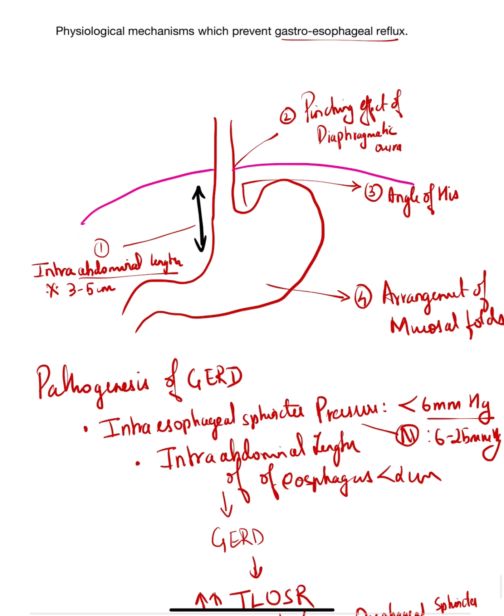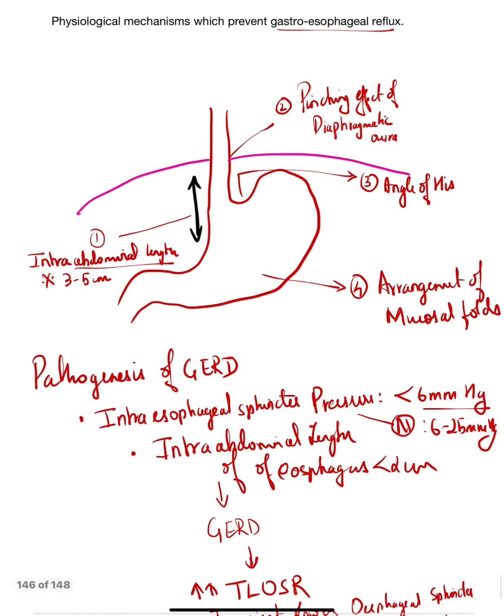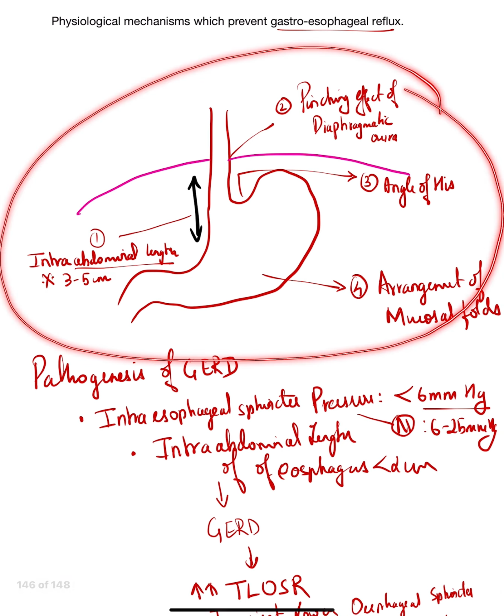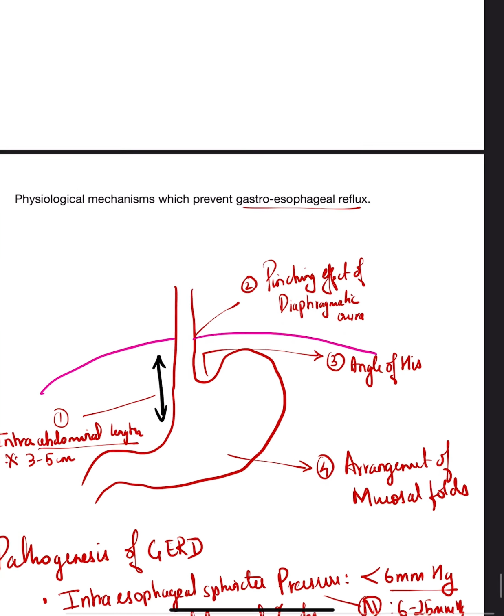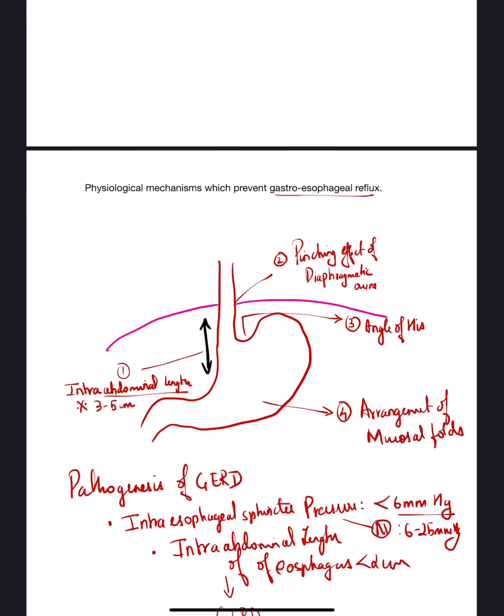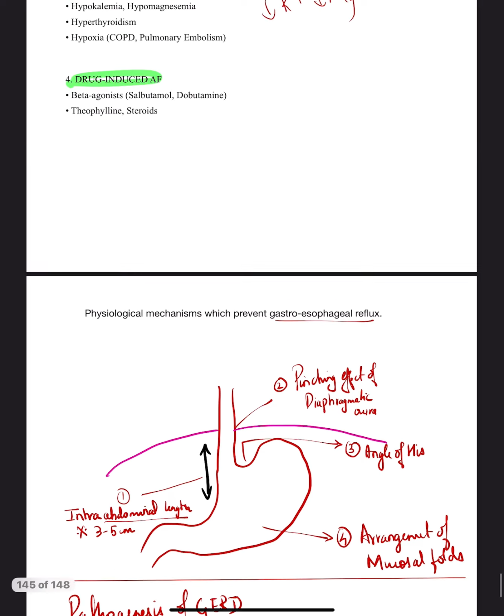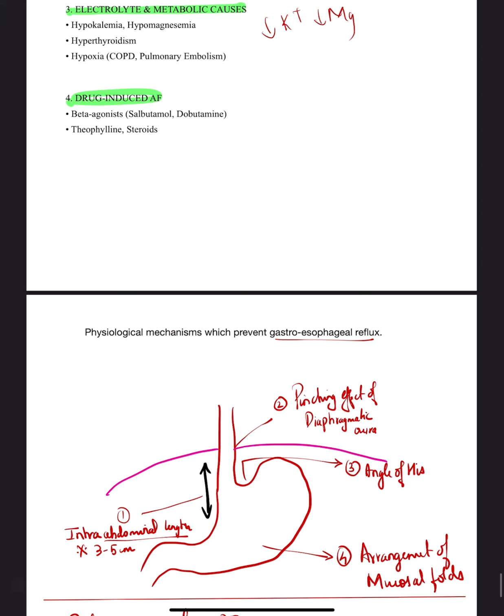The next question was the physiological mechanism which prevents GERD. That is, describe the physiological mechanisms that are seen. So this one diagram is more than enough to fetch the marks in exams. Okay, this much if you write. You don't have to write this. So just write this one diagram. This is more than enough, and you can take a snapshot here.